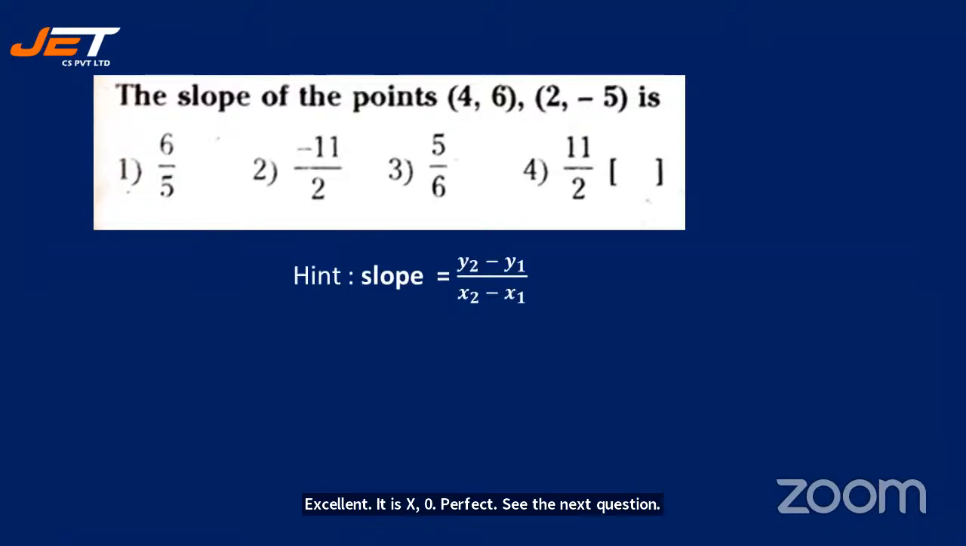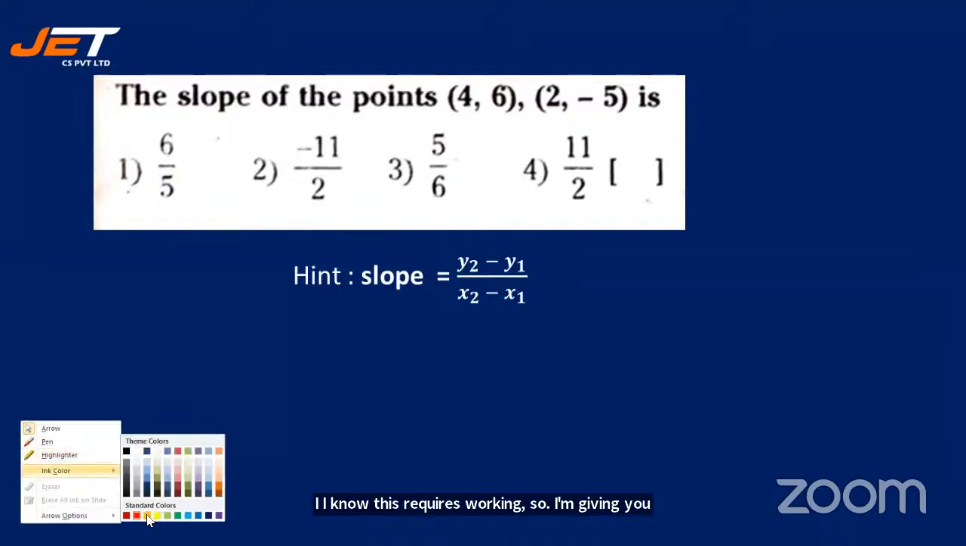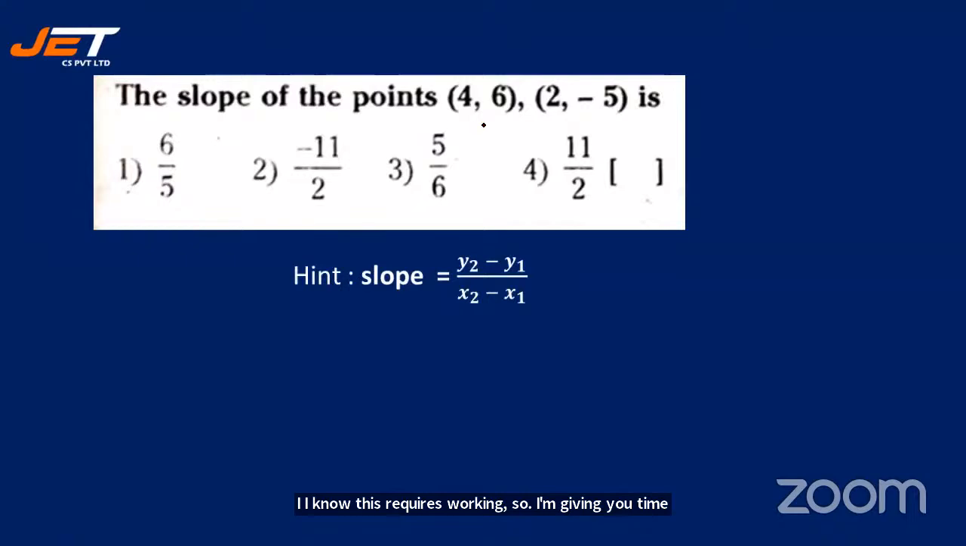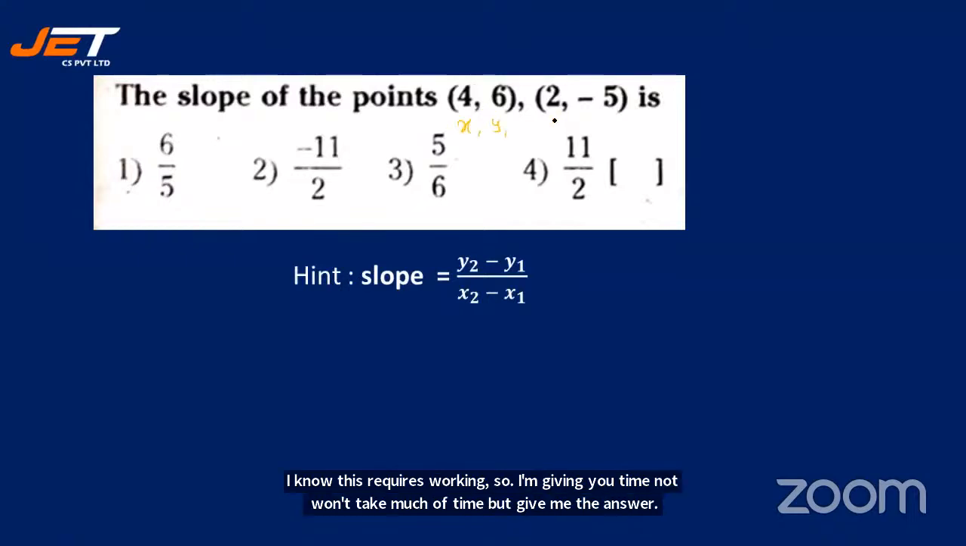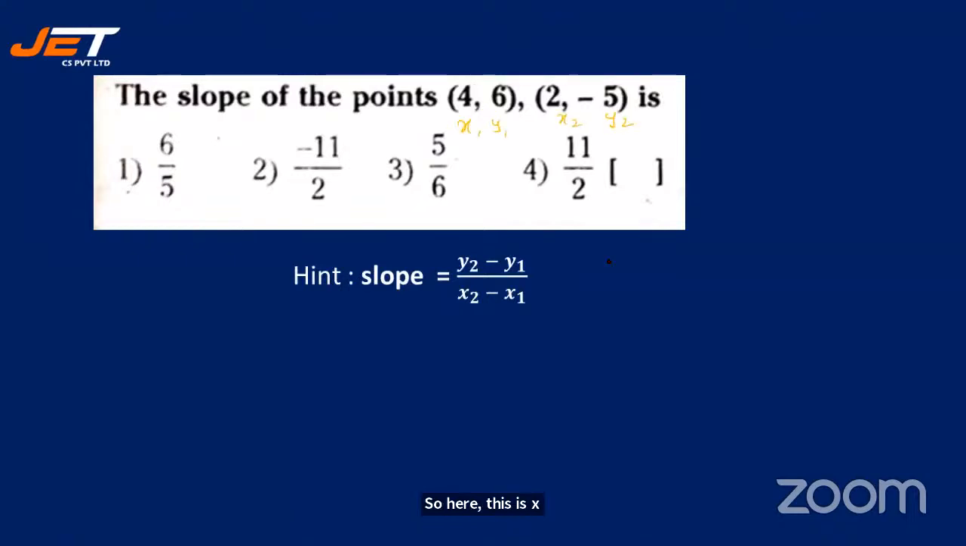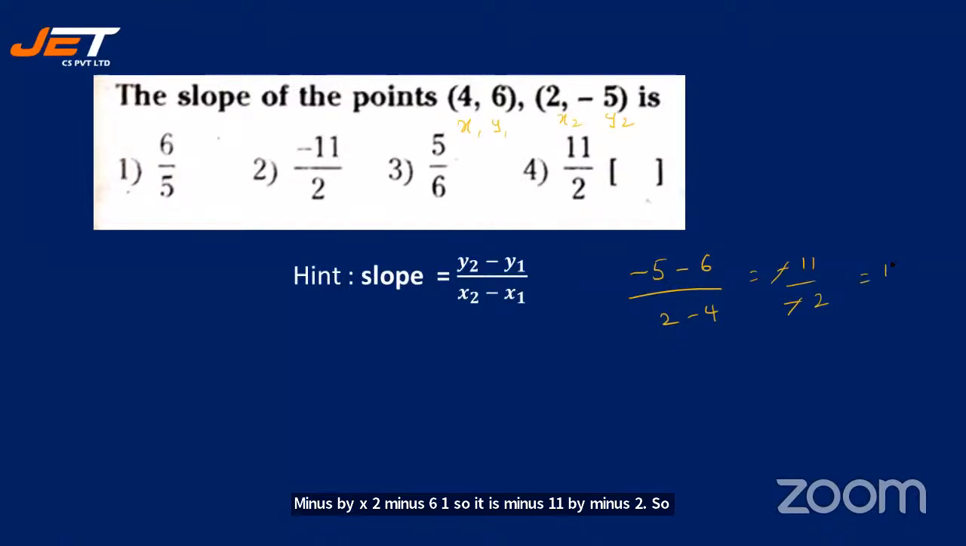The slope of the points 4, 6, 2, minus 5 is dash. Quickly work out and give me the answer. I know this requires working, so I'm giving you time. So here, this is x1, this is y1, this is x2, this is y2. So y2 minus y1 by x2 minus x1. So it is minus 11 by minus 2. So minus gets cancelled. So your answer must be 11 by 2.